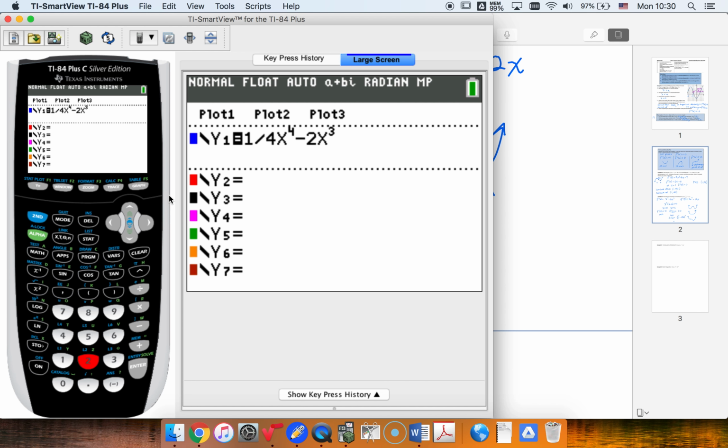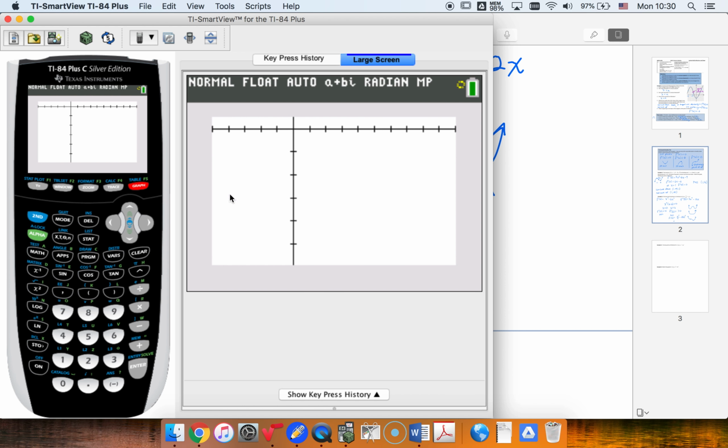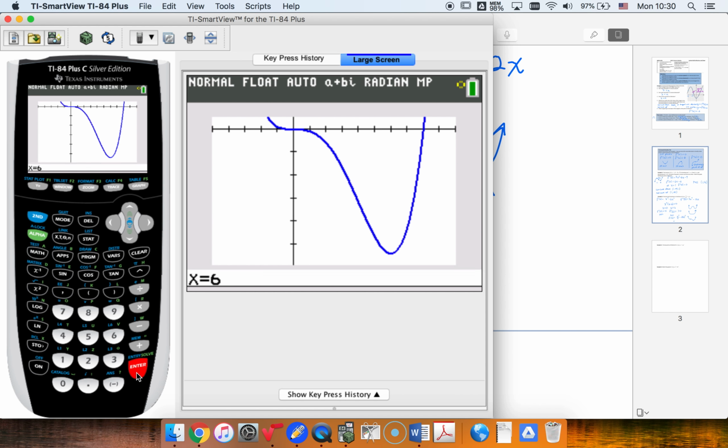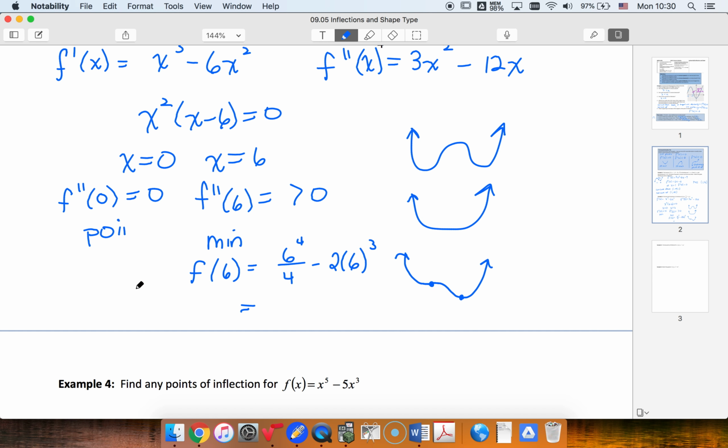there's 2, and here's my picture as I suspected, and we can use our calculator to calculate the value when x is 6, and I get -108. So here's what my picture looks like, and my minimum is at (6, -108).